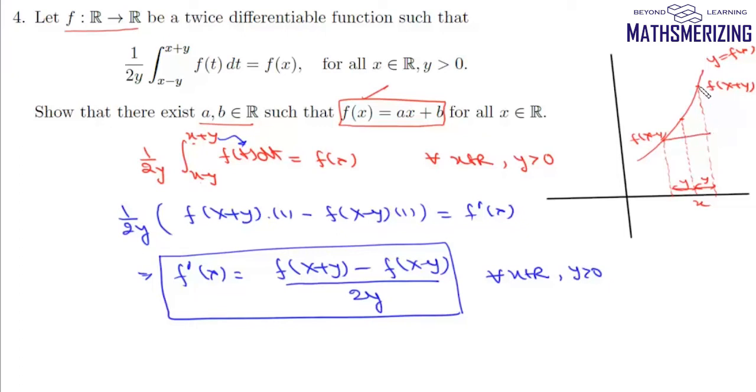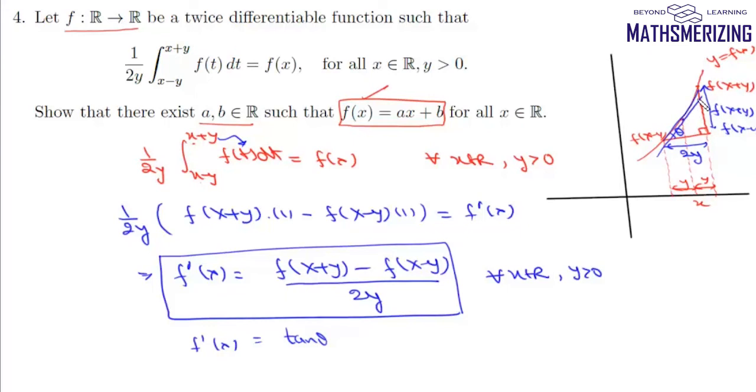So we'll complete this triangle. Then this height is f(x plus y) minus f(x minus y), and this width is 2y. So basically this value is the slope of this chord, so we can write this as tan theta, or slope of this chord. Now the slope of this chord is equal to f dash x, which simply means the instantaneous slope for the function is equal to its average slope.